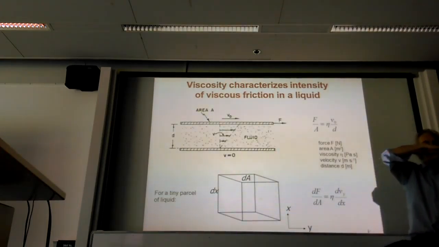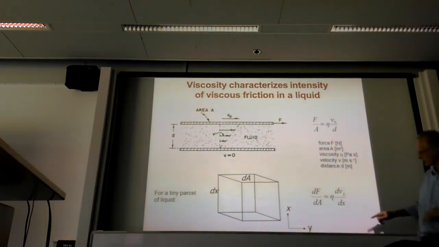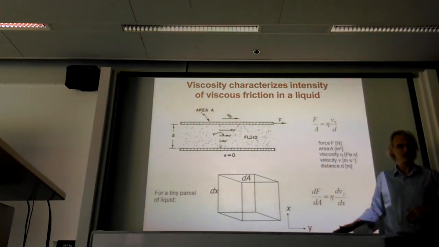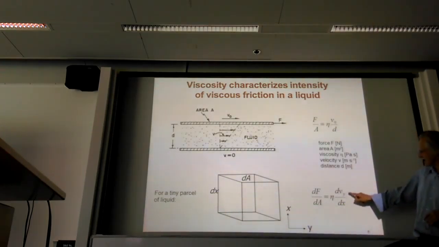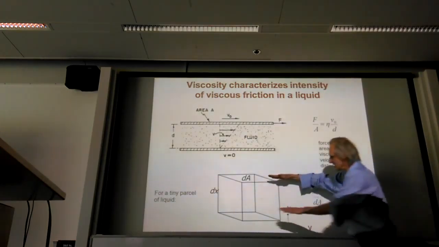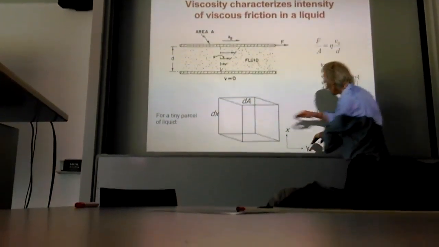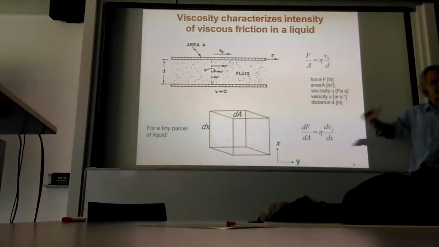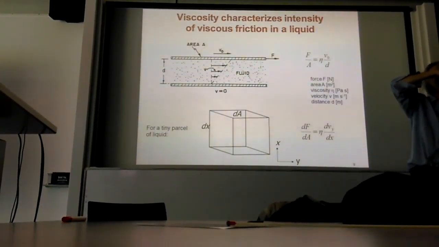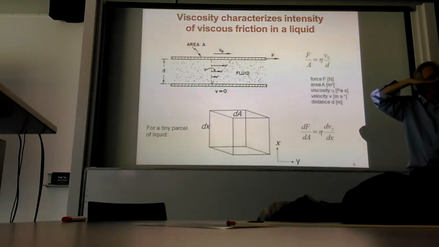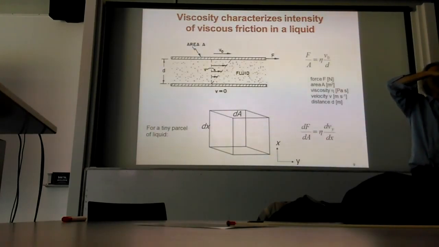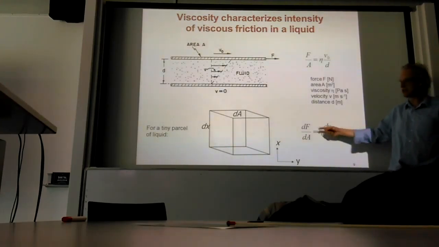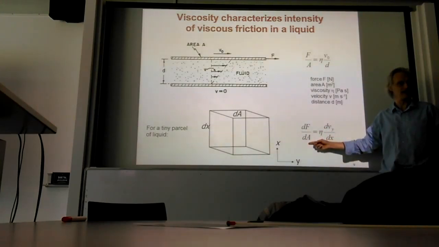So you move the plate in a y direction, which we call the horizontal here. And the change of velocity in the y direction, the change of it in the x direction, so how much faster do I move the top plate with respect to the bottom plate? When they are quite close, what's the gradient of velocity between the two? That determines the force that I need.